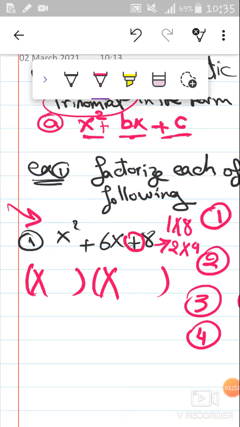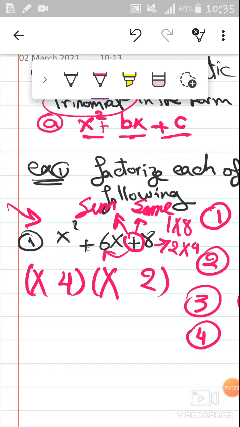If the last term is positive, that means sum and same. What does it mean? Same means that the two brackets have the same sign. Sum means I need to choose two factors whose sum is equal to the middle term. So 2 and 4, the sum of these two numbers is 6. So they are suitable for my factorization. And they have the same sign, which is positive, plus.